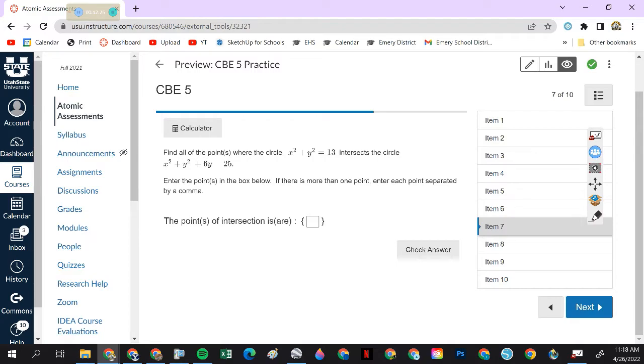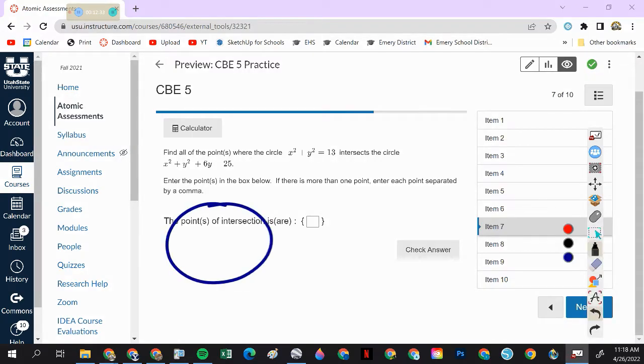All right, so here we have two circles. How many times can two circles intersect? Well, none, in which case you end up with i's, or 1, or 2. Can they intersect more than 2 times? I guess they could intersect everywhere if they were the exact same equation. But those are your options, 0, 1, 2, or infinity. Okay.